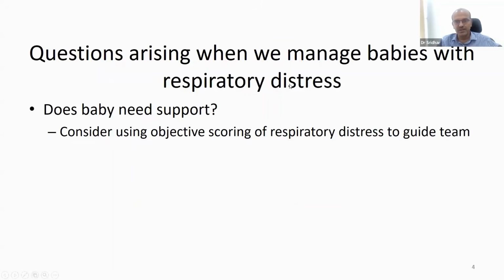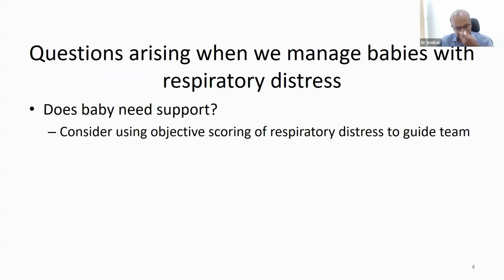So we have some questions we need to address when we manage babies with respiratory distress. So the first question is, does the baby need respiratory support? So we can have objective ways. We have the Downes score and the Silverman-Anderson score. So you can use these objective scores.